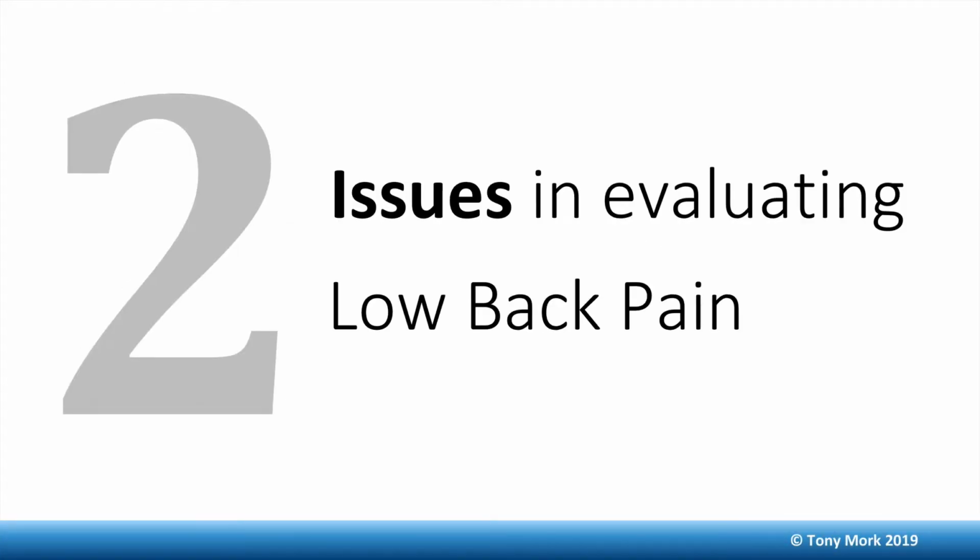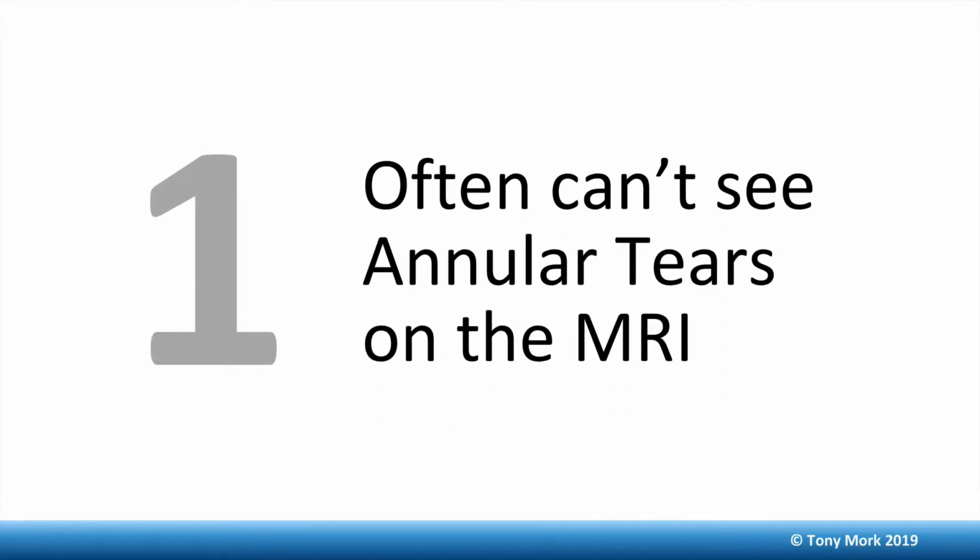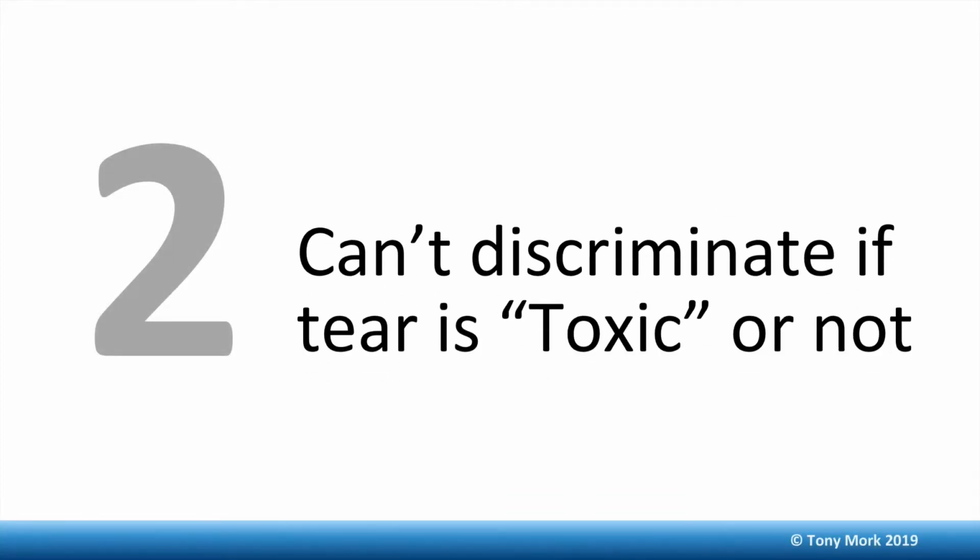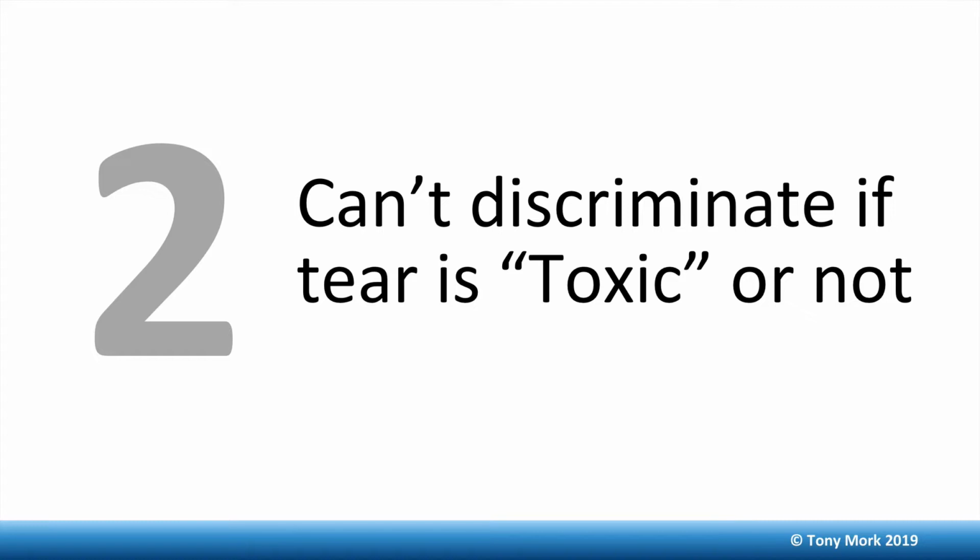There are really two issues in evaluating low back pain. One, often you can't see an annular tear in the MRI, as we talked about in the first part of this presentation on the previous video. And two, you can't discriminate if a tear is toxic or painful or not just looking at the MRI scan, even if the MRI scan can show it.